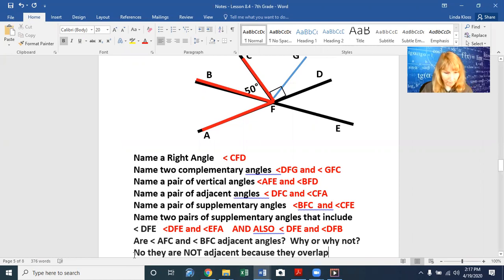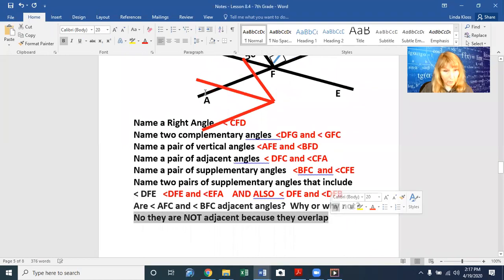And I'll put that in red right here so you can see that. Come on, there it goes. And then I'll clear my drawings.